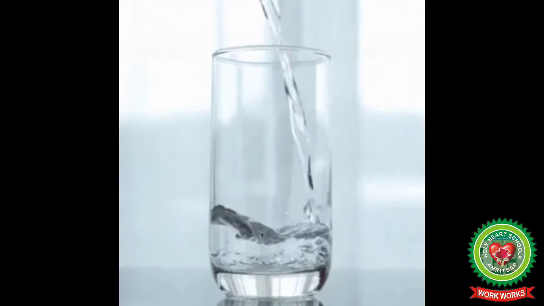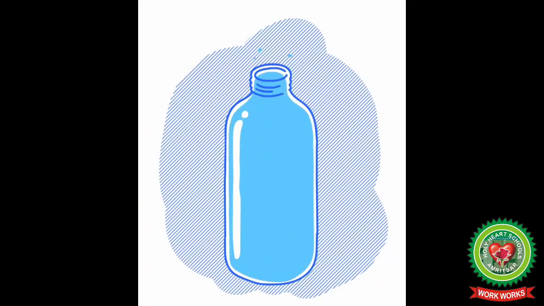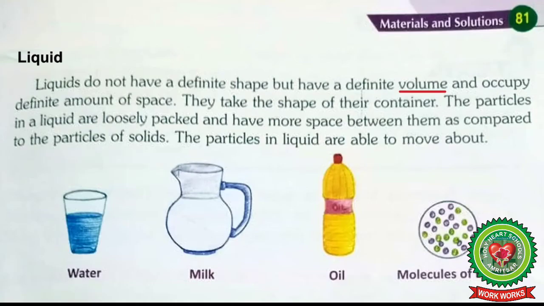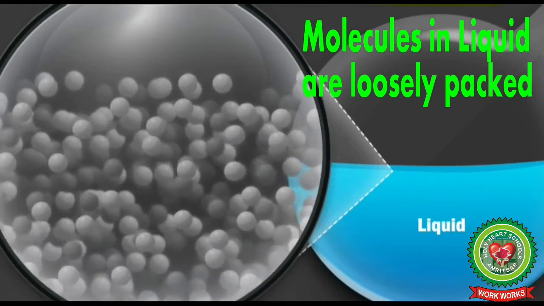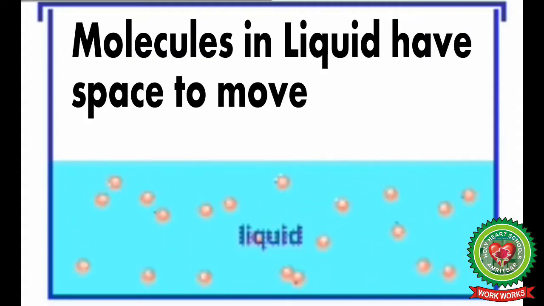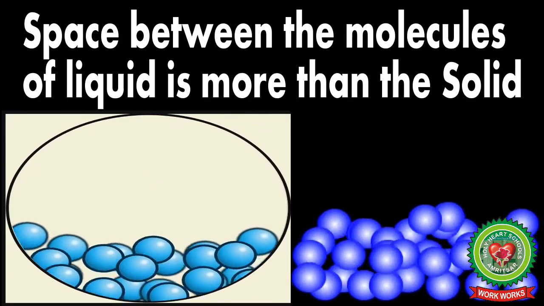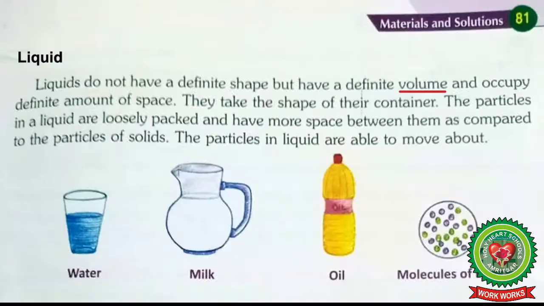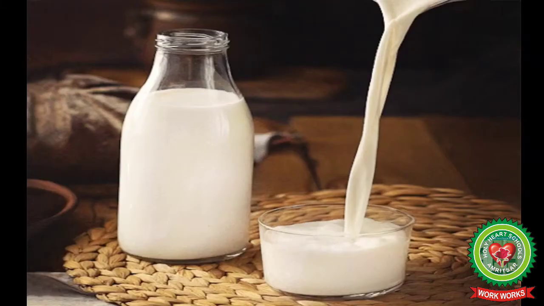For example, if you put water in a glass, it will take the shape of the glass, and if you put some water in a bottle, it will take the shape of the bottle. The particles in a liquid are loosely packed and have more space between them as compared to the particles of solids. As molecules in liquid are loosely packed, they have space to move about. Moreover, the space between the molecules of liquid is more than the solid. The examples of liquid are oil, ghee, water, and milk.